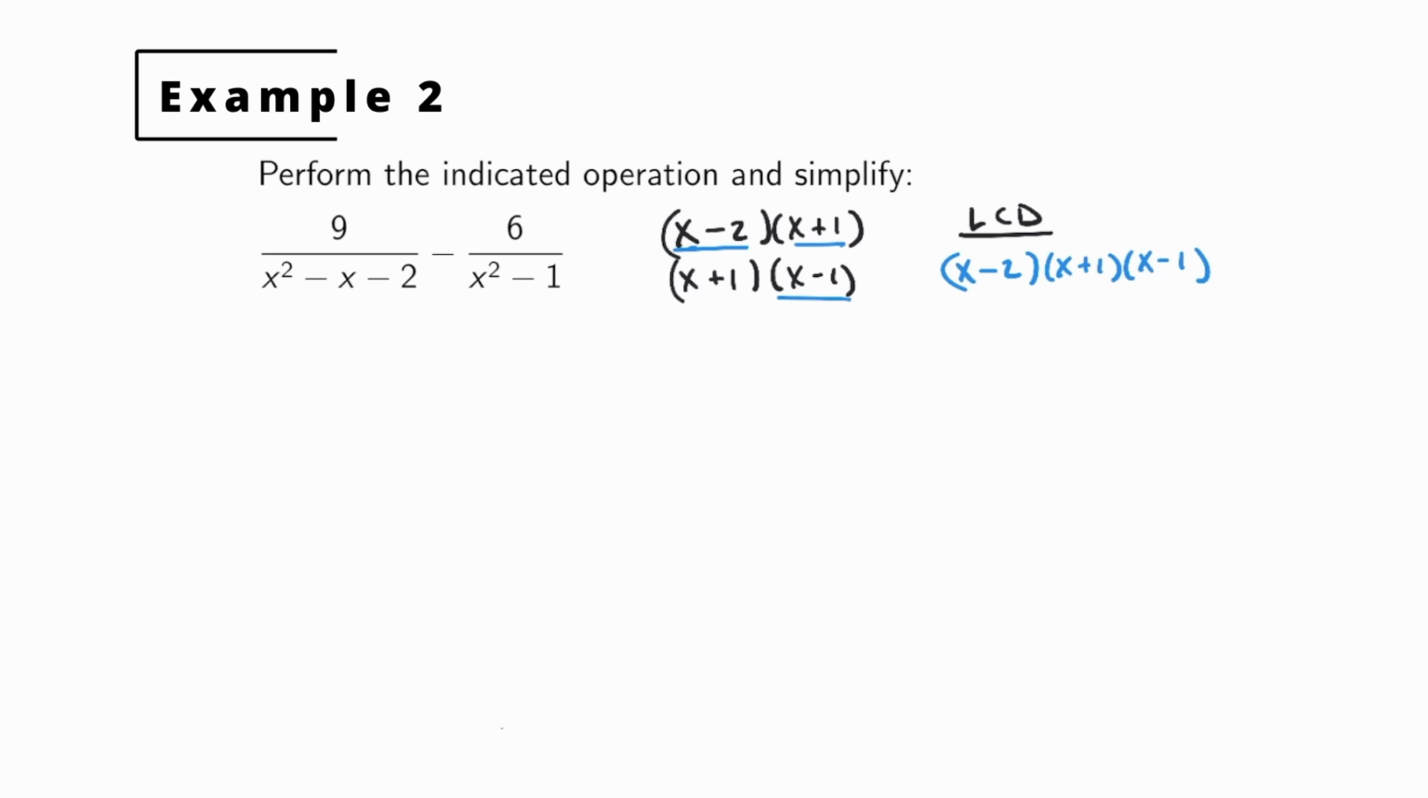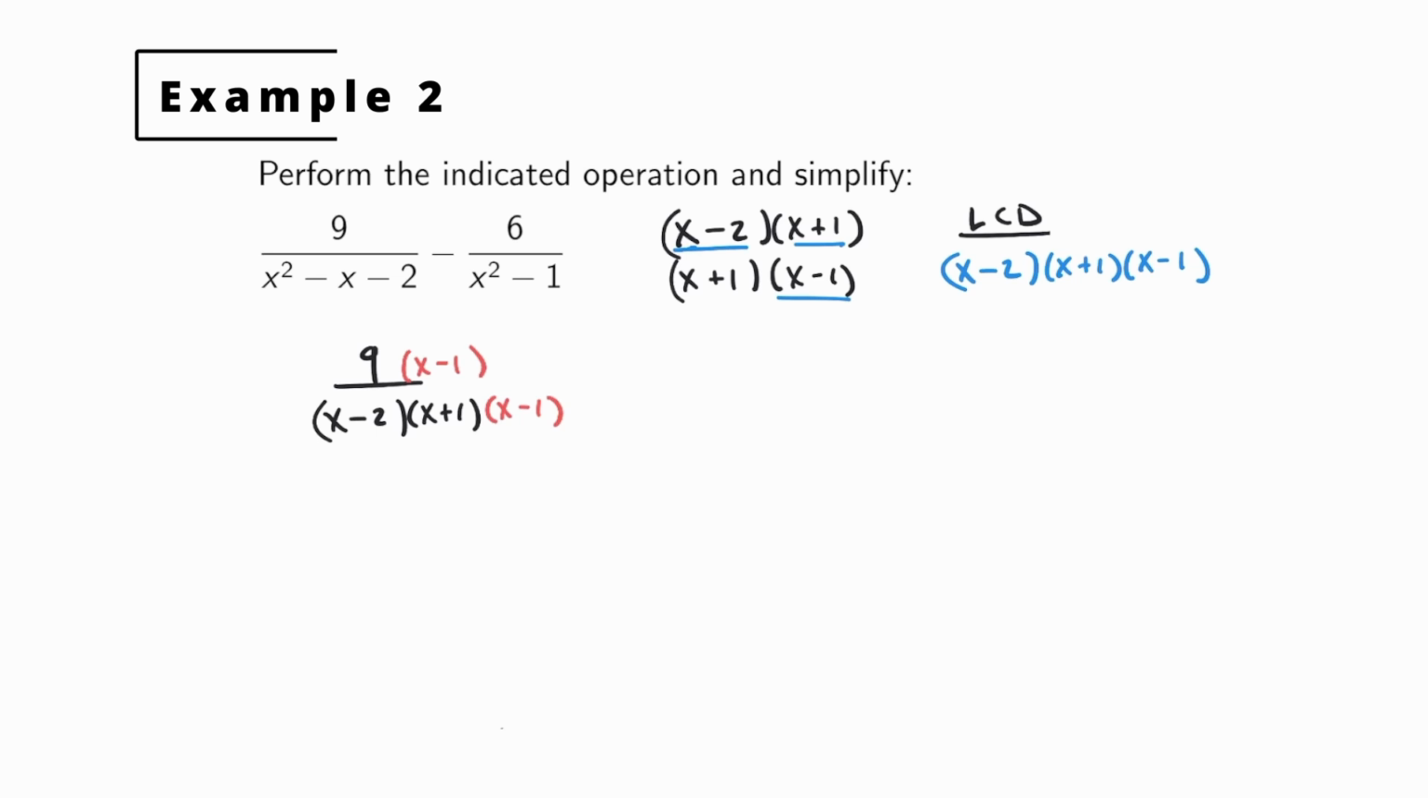All right, the next step is to write each rational expression as an equivalent rational expression which has the least common denominator. So the first one, we have x minus 2 times x plus 1. From the LCD, we're missing the x minus 1 factor. So we multiply the denominator by x minus 1, but we also multiply the numerator by x minus 1 so that we did not change the rational expression. We only multiplied by 1, right? X minus 1 over x minus 1.